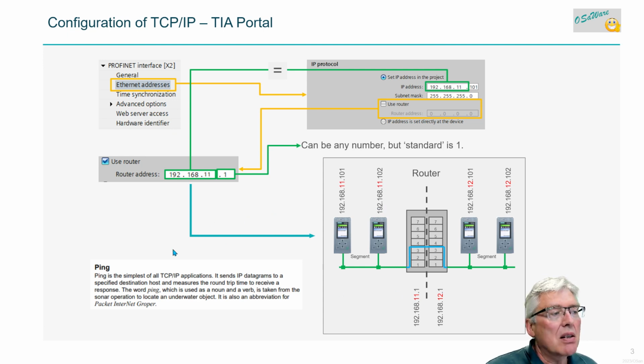And how to check this out? Use ping, the packet internet groper. Ping an address to see if you have any contact with a router or whoever you want to contact. And this is for an interface, the left interface on the CPU. So this you do in TIA Portal and download to your device. You don't have to use a router if all your devices are on the same subnet or segment. So that's why you can opt to use a router.